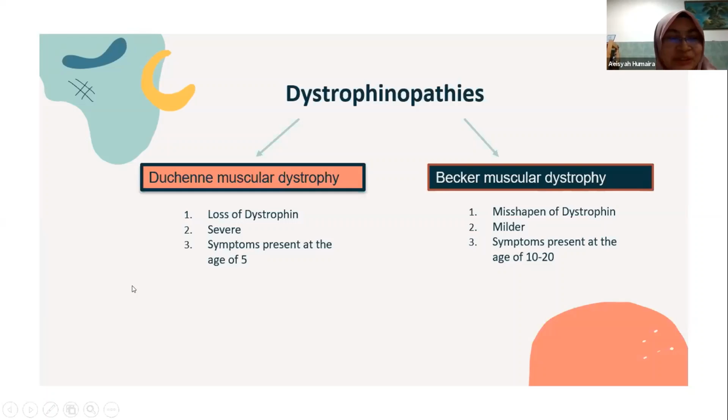Okay, I will continue. For Duchenne muscular dystrophy, it is the most common muscular dystrophy. Okay. So it is caused by the loss of the dystrophin that results in no protein at all. So it is more severe and the symptoms present at the age of 5. And for Becker muscular dystrophy, it is caused by misshapen dystrophin. So it is a milder form of Duchenne muscular dystrophy. So the symptoms present at the age of 10 to 20. Okay. And Becker is the second most common.